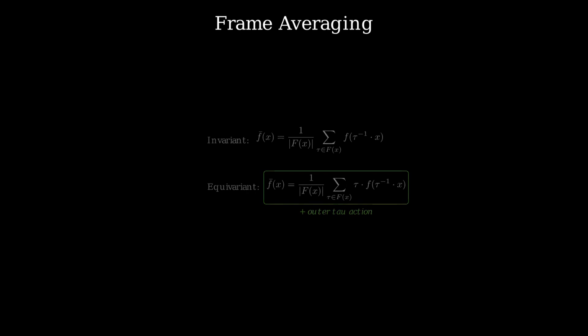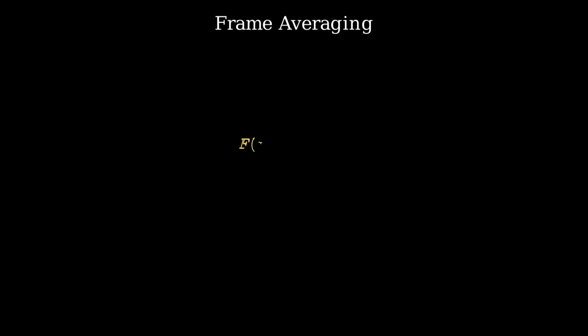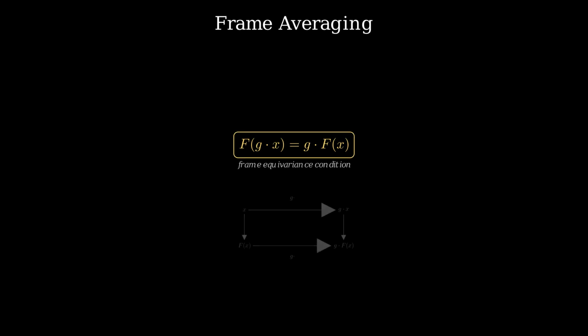The key requirement is that the frame itself must be equivariant. If you transform the input x by G, the frame transforms by the same G. Without this, the average would not be invariant or equivariant, it would just be an arbitrary subset. This diagram shows, transforming first then computing the frame gives the same result as computing the frame first then transforming.